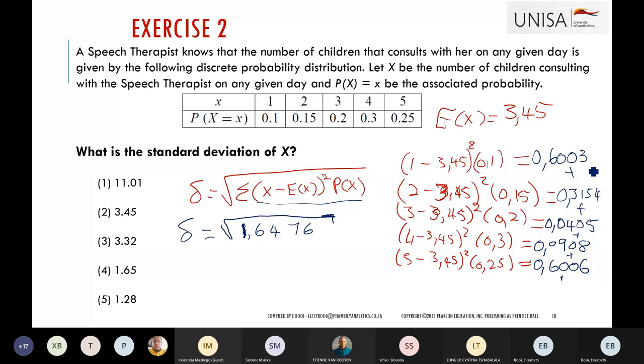If you get 7.5, it means you were leaving out digits or rounding off too quickly, and that is why you're not getting it. Or you were using your whole calculator to calculate the sums. But it should be that. And if we take the square root of this for the standard deviation, the answer is the square root of 1.6475, which we can estimate as 1.28, which is option number 5.